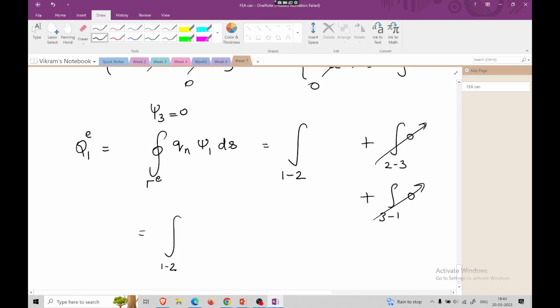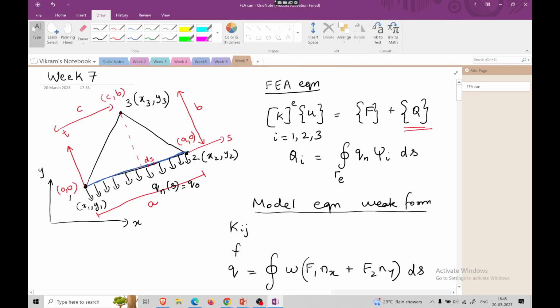So this will be along the integral 1 to 2, meaning I am simply integrating from this point to this point. If I integrate along the st coordinate system, I am just integrating along s from 0 to a, correct? So from 0 to a I am integrating 1 minus s by a into ds. So this will be Q0 times the integral ds from 0 to a minus 1 by a integral s ds from 0 to a.